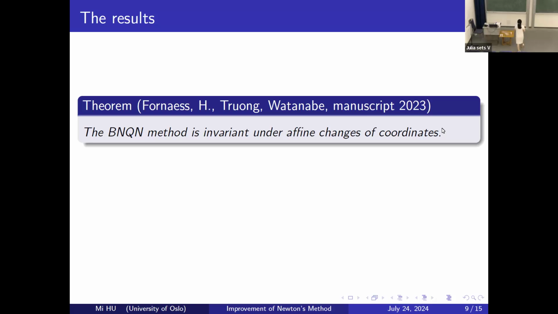We have the first theorem that this method is invariant under affine changes of coordinate. So for this function capital F, if you change coordinate to g of w, with z equals aw plus b, let's say this is L of w, the backtracking of g... the question is whether these commute with each other.